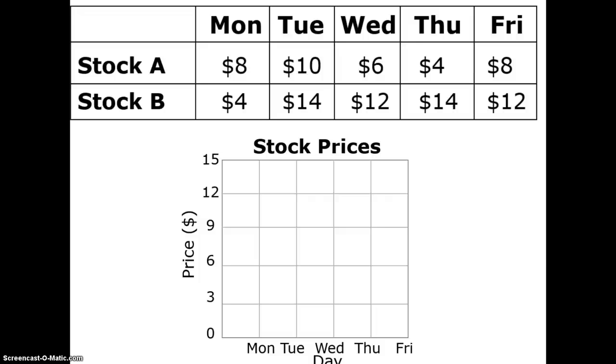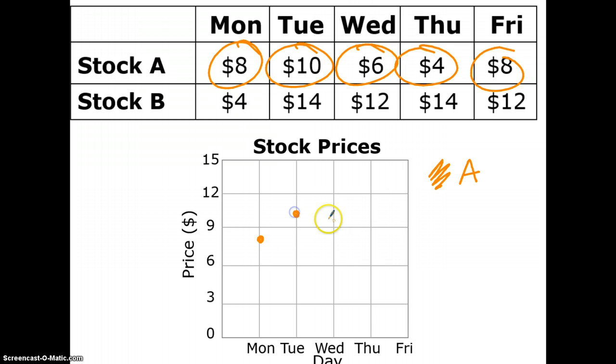We're going to do one more, stock prices again. These are different numbers though, so be aware. My orange is going to be A, and these are my orange numbers. So 8 and 10 and 6 and 4, and lastly 8. Connect that line.